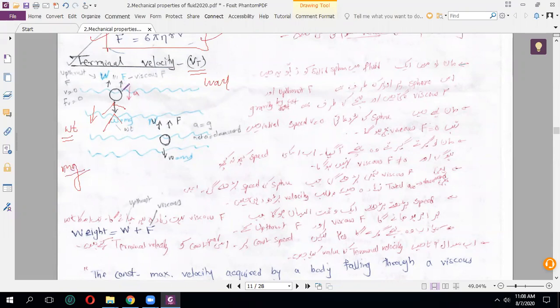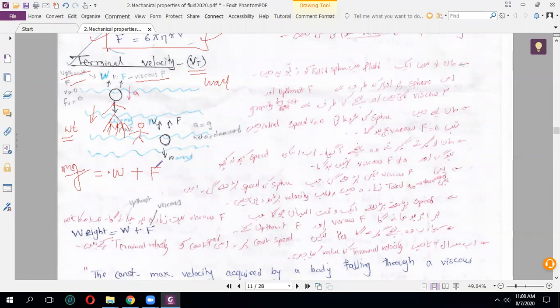Two more forces are applied on it. What are those two forces? One is called upthrust force, which is applied on this object, and the second force is viscous force. Common sense, when a person goes inside the liquid, into the depth of the liquid, they feel an opposing force. That opposing force is nothing but the viscous force. Now, in a certain case, they reach a depth of the liquid where the gravitational force becomes equal to the upthrust force and viscous force.